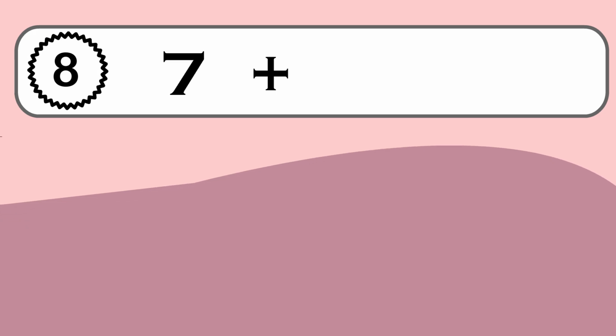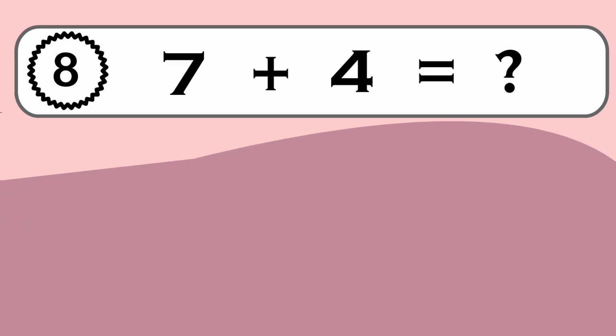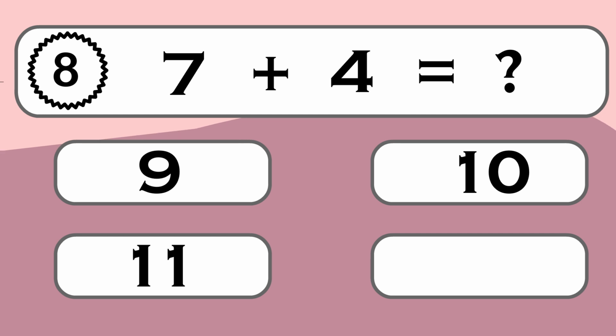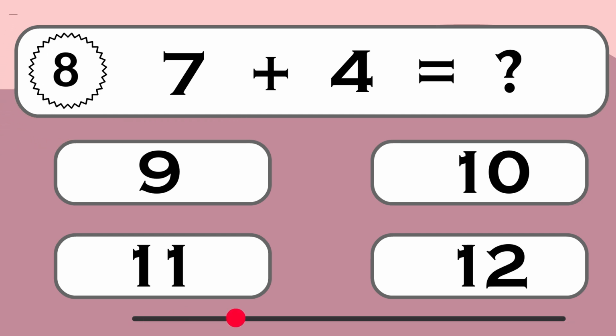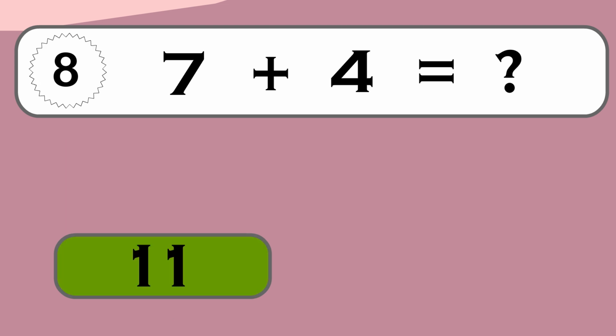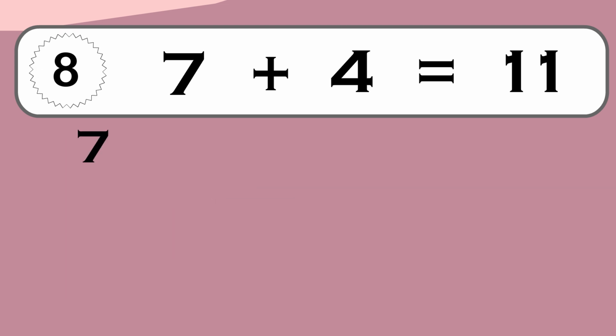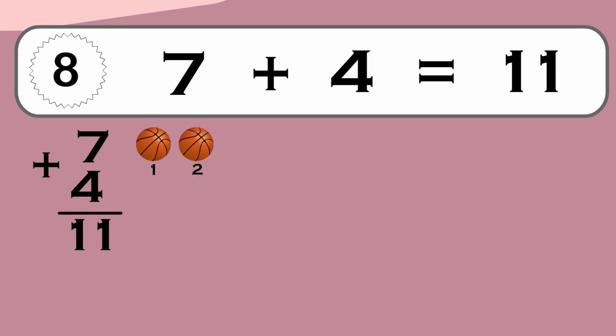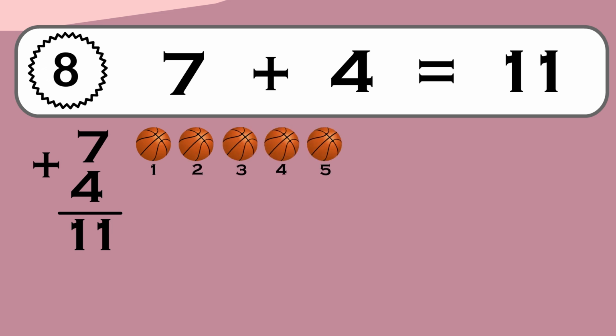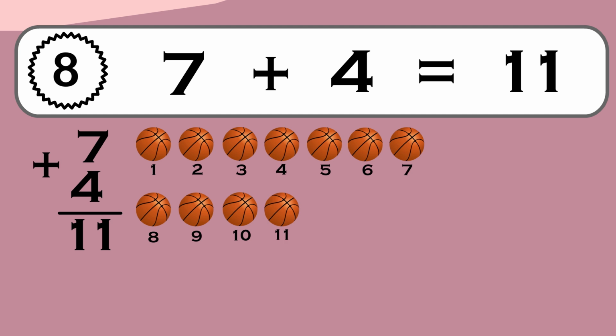7 plus 4 is equal what? Seven plus 4 is equal 11. Let's count it. 1, 2, 3, 4, 5, 6, 7, 8, 9, 10, 11.